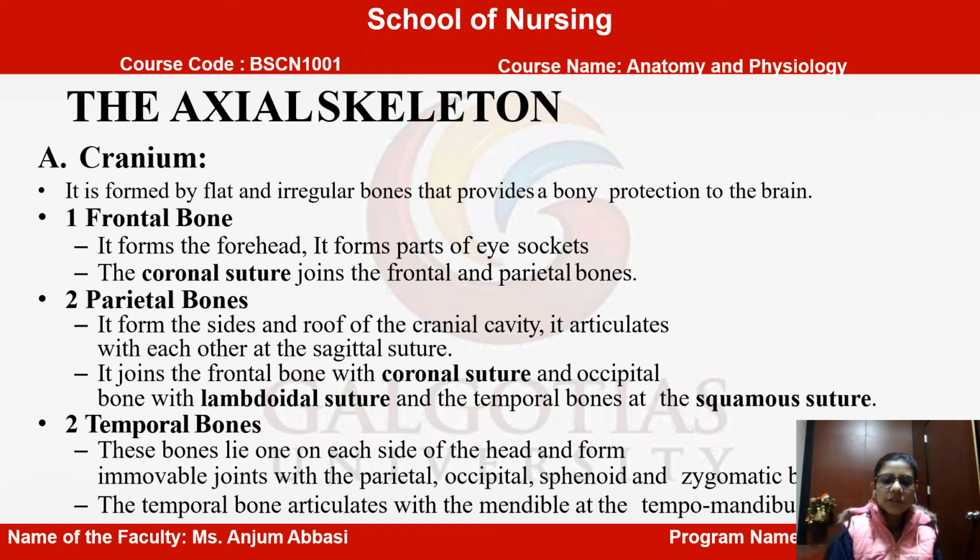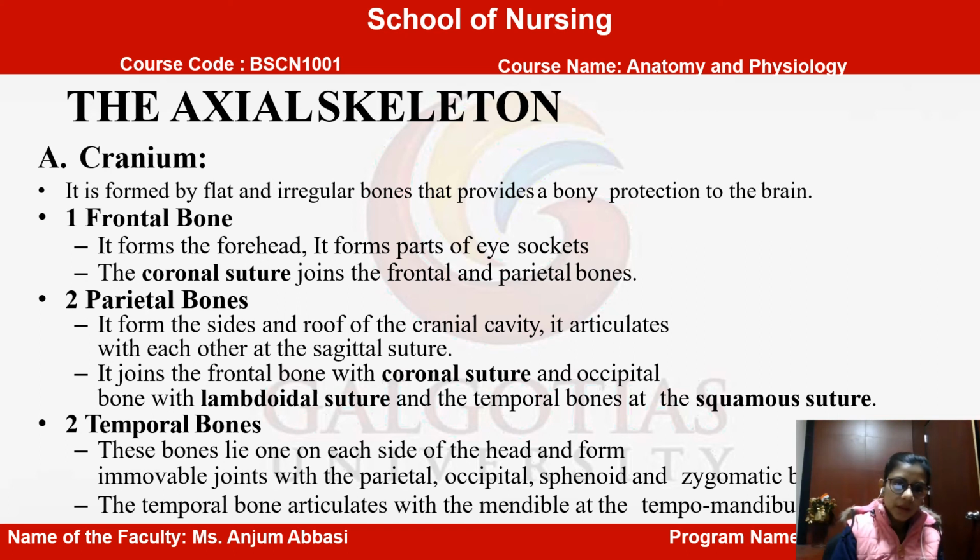The coronal suture joins the frontal and parietal bones. A suture is something which joins two bones in between. So coronal suture is joining part of frontal and parietal bones. Second is two parietal bones. So our cranium is made of one frontal bone, two parietal bones. Next, parietal bone forms the side and roof of the cranial cavity. It articulates with each other at sagittal suture. It joins the frontal bone with coronal suture and occipital bone with lambdoid suture and the temporal bones at squamous suture.